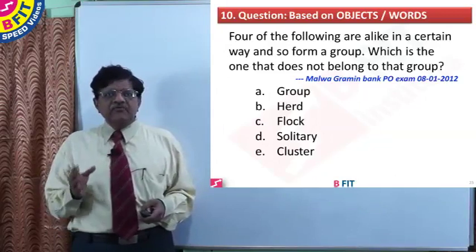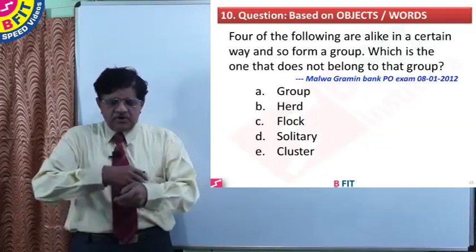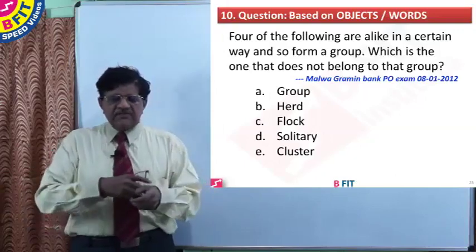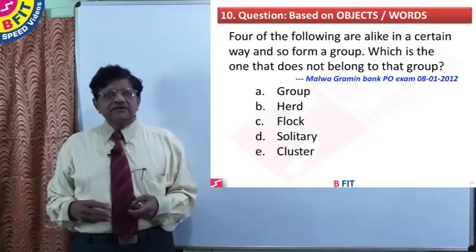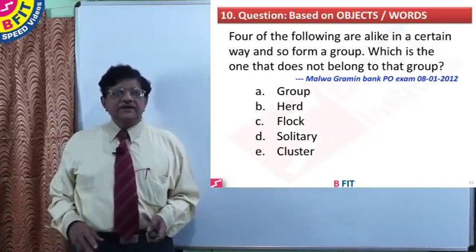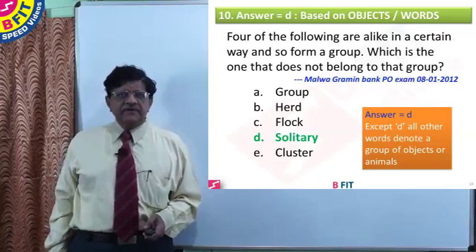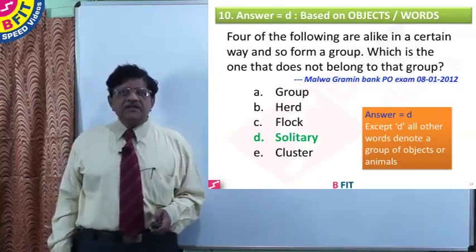While group, herd, flock and cluster denote something of a group, a group of objects or living things together, solitary does not convey that sense. Therefore, the odd man out here is solitary. The answer is D, solitary, because except D, all other words denote a group of objects or animals.